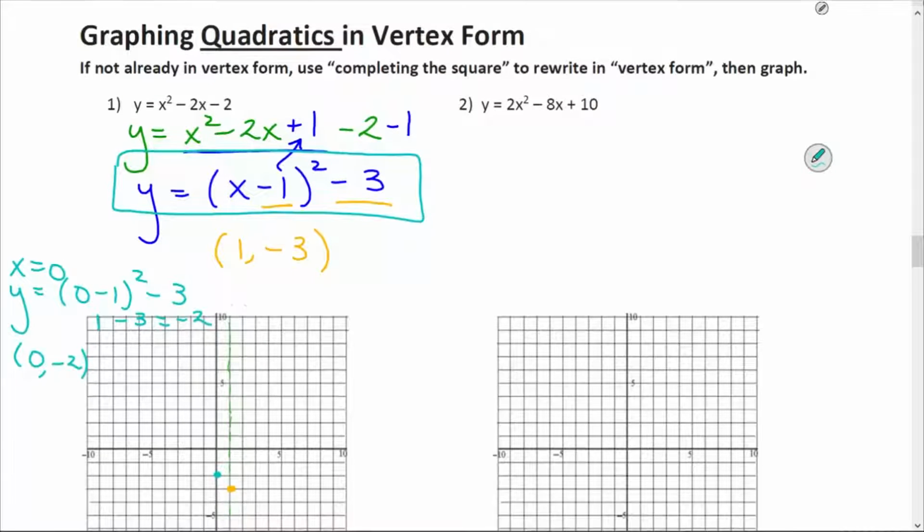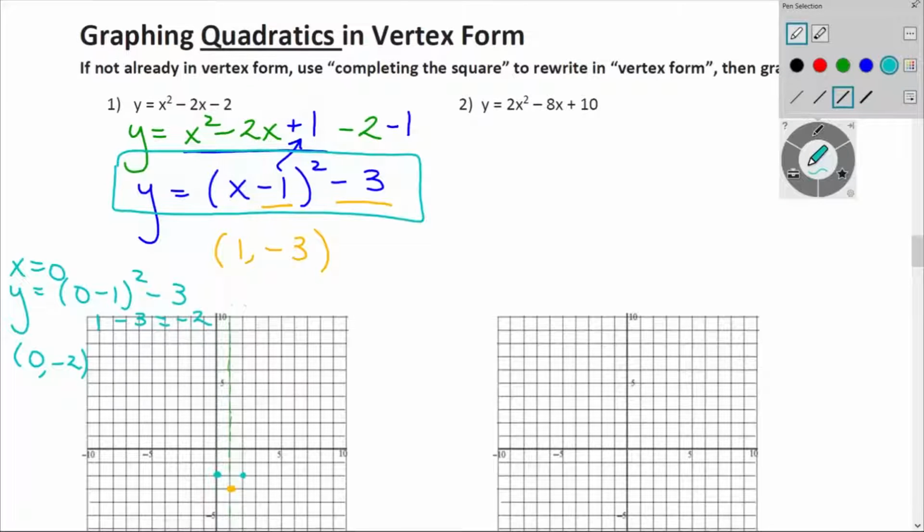Okay, but it's symmetric according to my axis of symmetry. So I get this point, which is 1 point away from the axis on the other side. I get that one for free. Okay, next, let's plug in a different point.